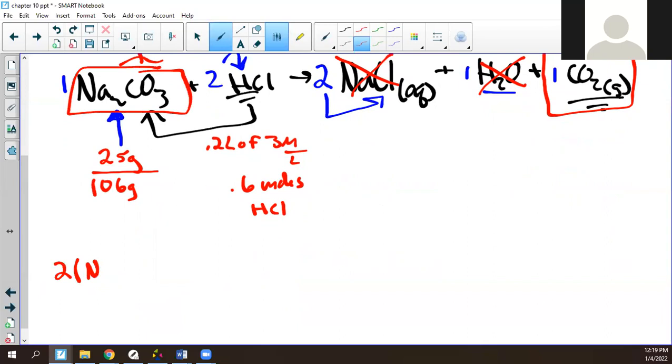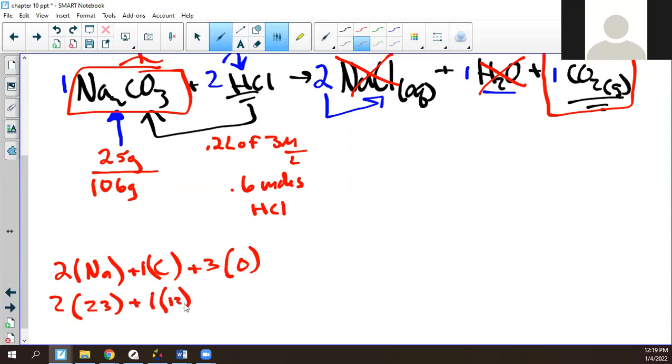There are 2 Na's in this substance, plus 1 C, plus 3 O's. He wanted to know how to find that number. He doesn't remember. So I have 2 times the mass of sodium, which was 23. You see it? It's the big number. Got you. Plus 1 times 12, plus 3 times 16. 48, yeah, 106. Okay.